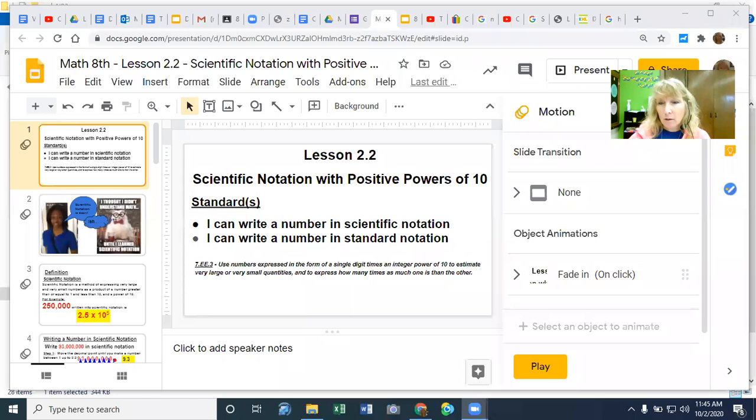Hi, today's lesson is going to be lesson 2.2. We are going to be working with scientific notation and positive powers of 10. So let's get started. I'll share my screen with you. Put that away and press present.